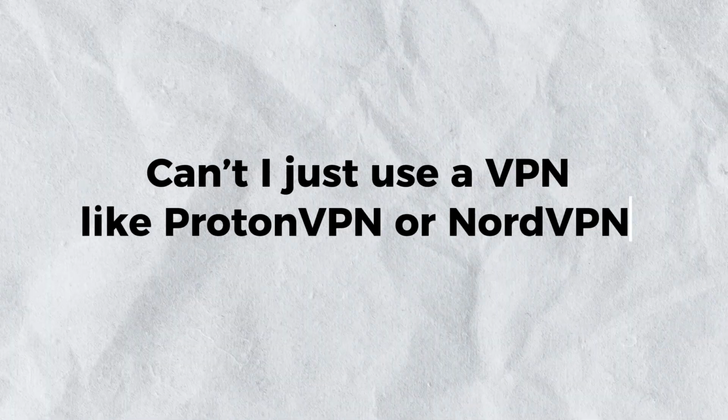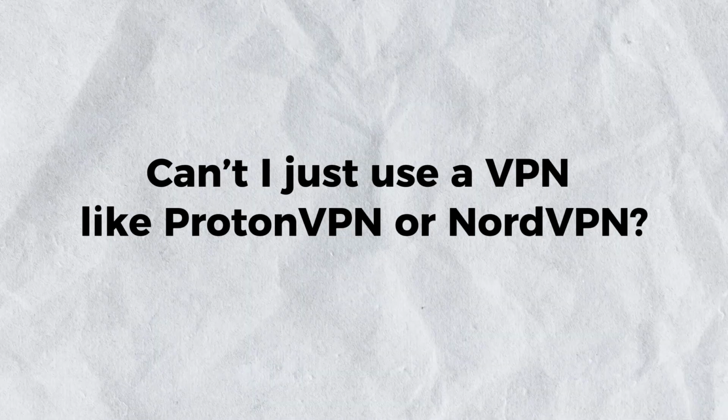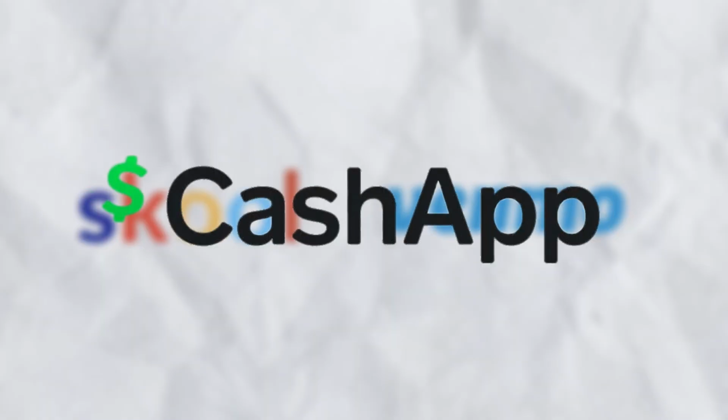Now, you might be thinking, can't I just use a VPN like ProtonVPN or NordVPN? Well, here is why GoLogin is on another level. VPNs change your IP addresses, true, but they don't change your browser fingerprints. Sites like Skool.com, Venmo, and other apps can still suspect suspicious activity with that same VPN because you're using the same device. GoLogin also creates completely separate browser environments, so your sessions don't clash or raise red flags.